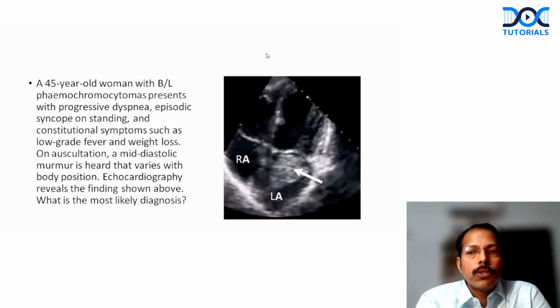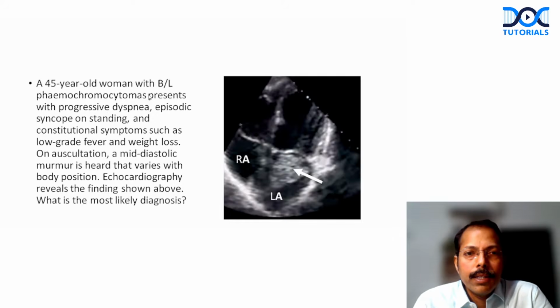Okay. So next question, and this image has been taken directly from your Bailey. A 45-year-old woman with bilateral pheochromocytomas presents with progressive dyspnea, episodic syncope on standing, and constitutional symptoms such as low-grade fever and weight loss. On auscultation, a mid-diastolic murmur is heard that varies with body position. Again, this is one of the important clues. The echocardiography reveals the findings shown above here. So what is your most likely diagnosis?